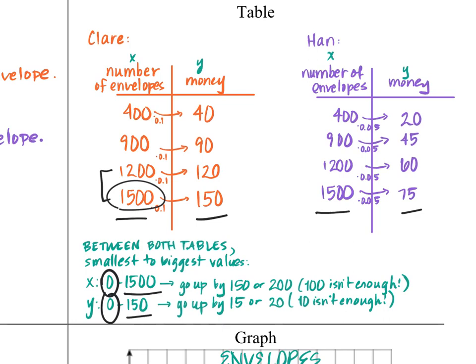If you try to go up by 100 or 10, you're only going to get to 1400 or 100. So I'd recommend going up by 150 or 15 and going up by 200 or 20.